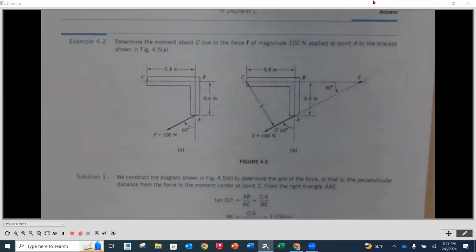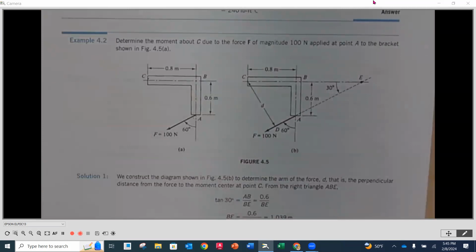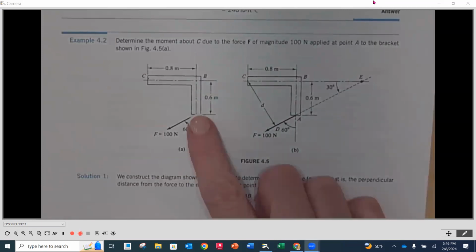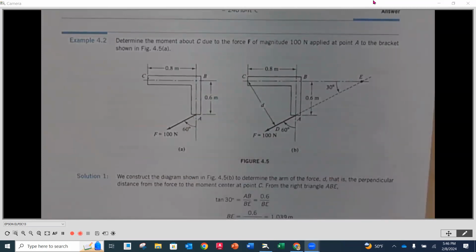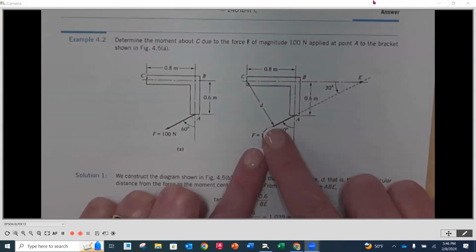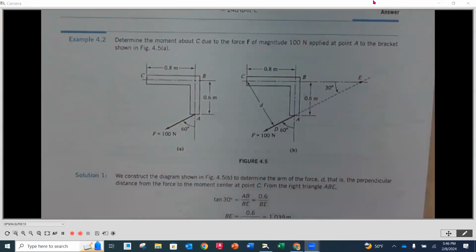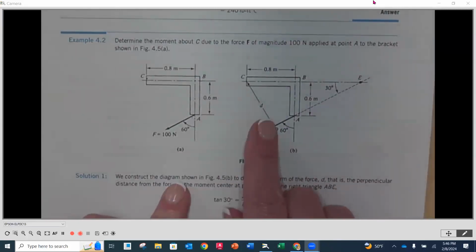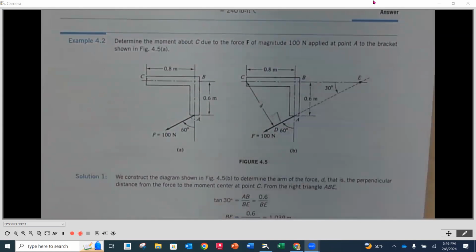This one says we want to determine the moment about point C, just right here, due to force F. The magnitude of force F is 100 newtons, and it's applied down here at the bottom of the bracket. We're going to solve this very same problem two ways. Once by determining the perpendicular distance from point C to the line of action of F. You can see over here, we're going to extend that line back and do some trig figuring, but we want to ultimately know what that perpendicular distance to that force is.